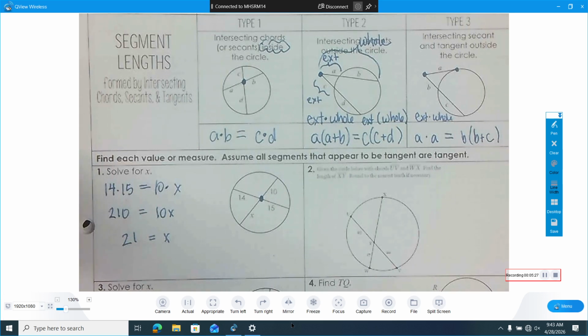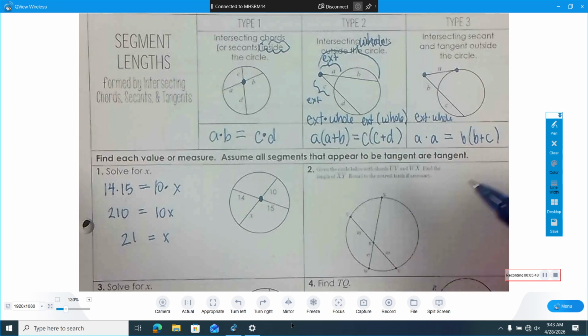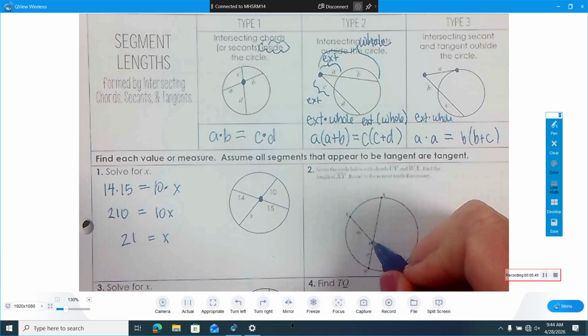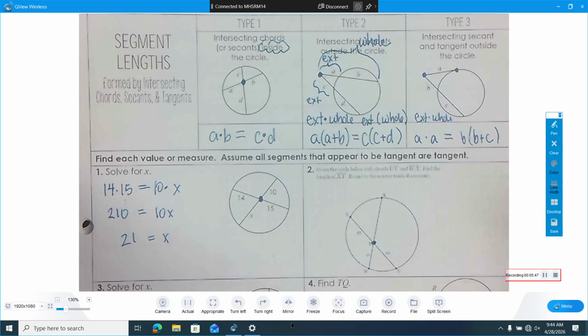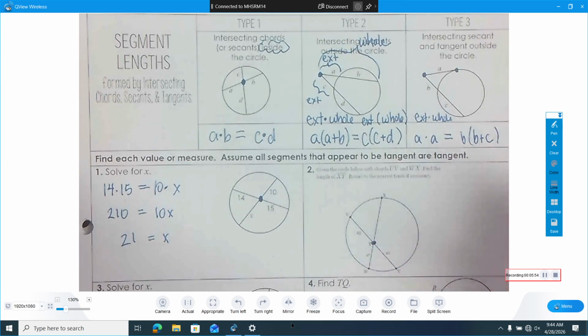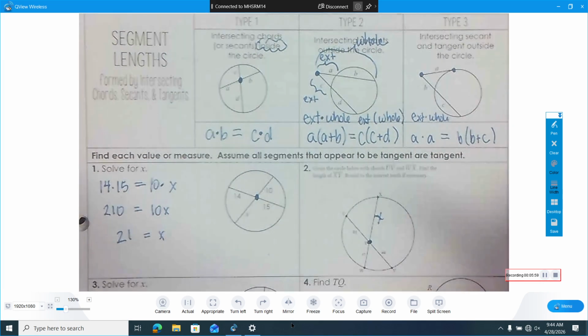Number 2 is part of the Delta Math. This is what you're going to see on Delta Math on number 2. Given that, on the circle below, we have chords UV and WX. Those are chords, and you can see the intersection is inside the circle. We want to find the length of XY. If that's what I'm trying to find, what should I put in there? An X. Put it in there. We've got to try and solve for X. All right, so we have chords. What's our setup?